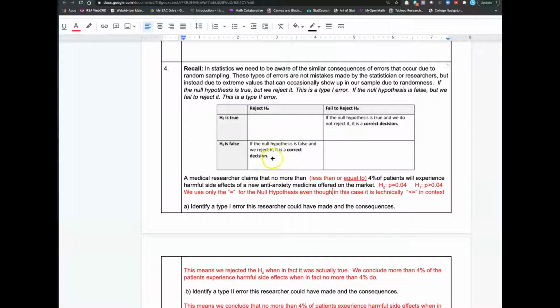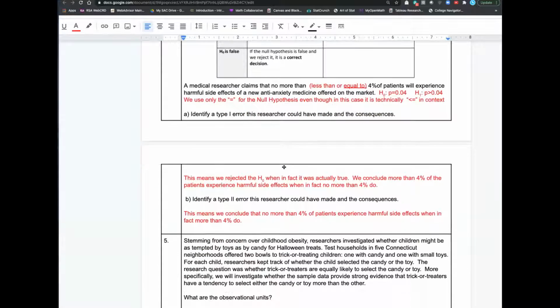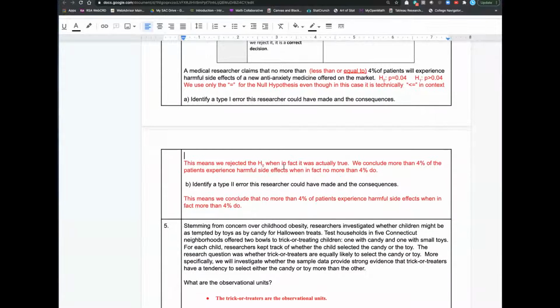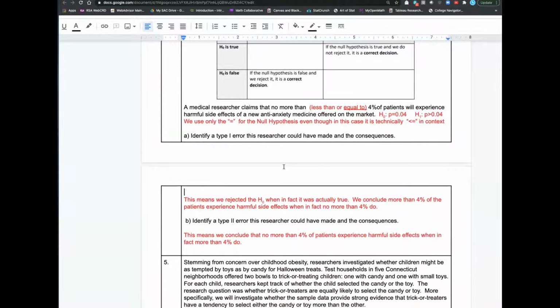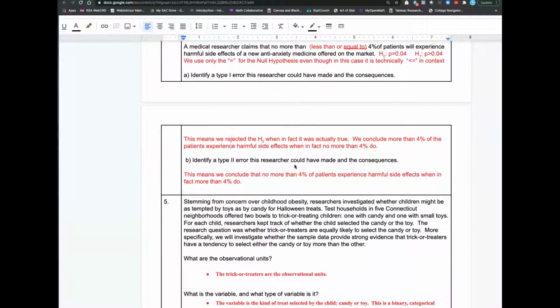Now, again, sometimes remember, we don't know what the answer is because we're talking about the population, and the only way we know about the population is if we're actually able to ask everyone from the population. So we're using sample data, and the sample data is giving us evidence, and how strong it is. That's where the p-value comes from. But that doesn't mean we're 100% sure. So just keep that in mind.